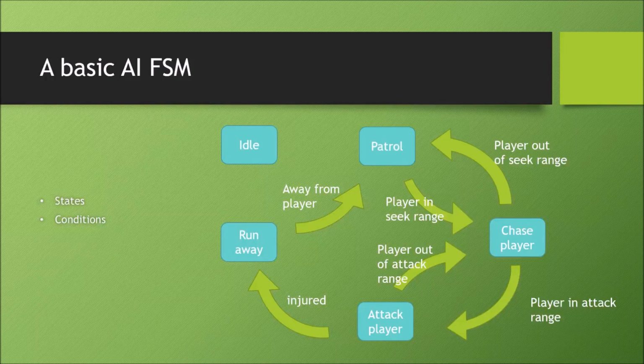However, if you get injured and you're attacking the player, you probably should run away from that player. And once you're running away and you're far enough, you can go back to patrolling. And then we have our triggers. In this case, we just have the game starting, going from idle to patrolling.